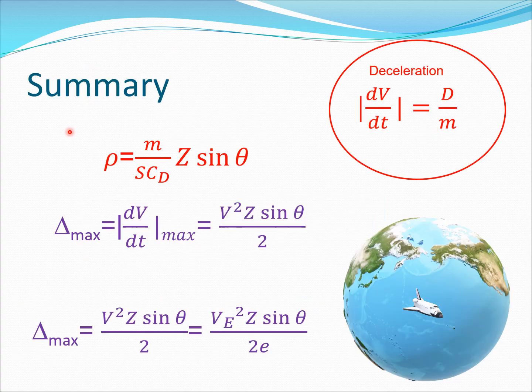So let us summarize what we learned in our lecture today. We saw that the deceleration term, which is the absolute value of dv by dt, is given by d by m, and that's very important. And we also got the equation for the density at which the deceleration is a maximum. This corresponded to the maximum deceleration value of v square z sine theta by 2, and also we could express it in the form ve square z sine theta by 2e. So this gives us an equation through which we can calculate the maximum deceleration.